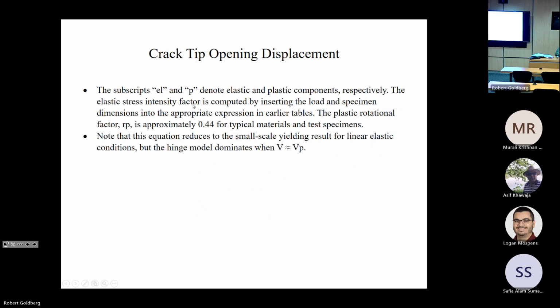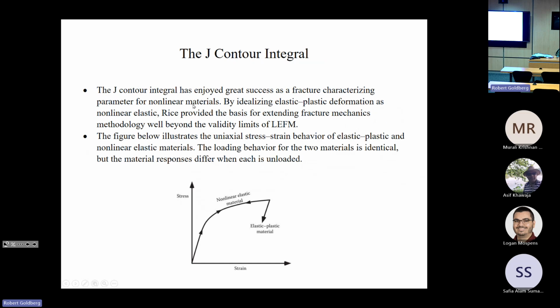So yeah, that's it. So that's what we have for now for the crack tip opening displacement. The next thing we'll talk about is the J contour integral.